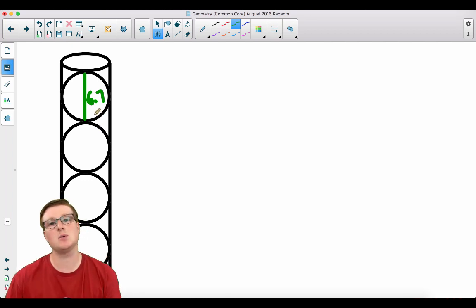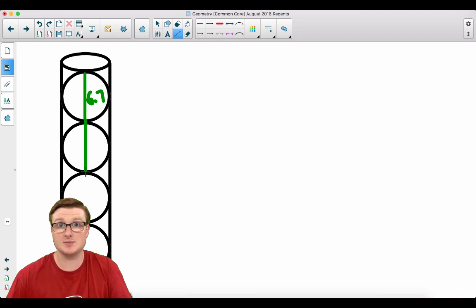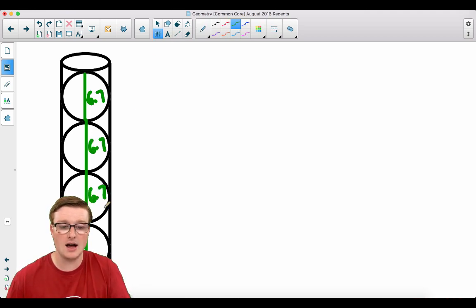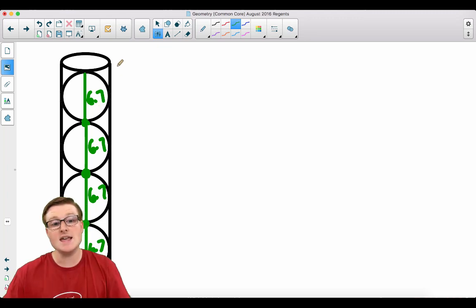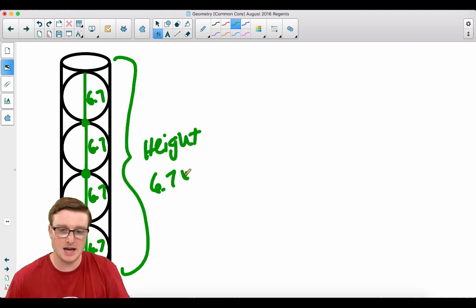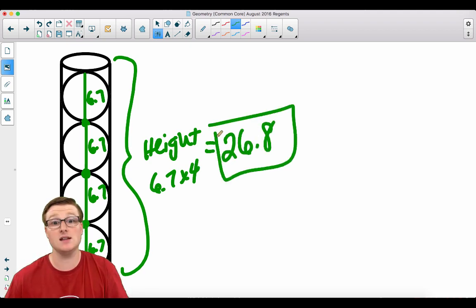Keep in mind that all of the tennis balls are stacked one directly on top of the other. This line is also 6.7. And this line is 6.7. And this line is 6.7 because they're all diameters. So all of these lines are 6.7. But if you add up all of these diameters, that gives you the total height of the cylinder. So that's 6.7 times 4. Your height of the cylinder is actually 26.8.